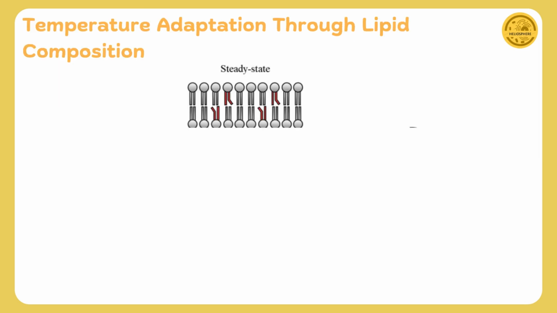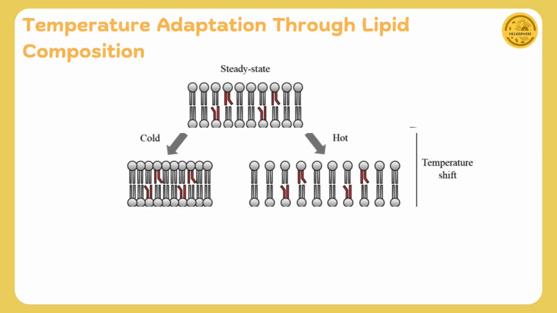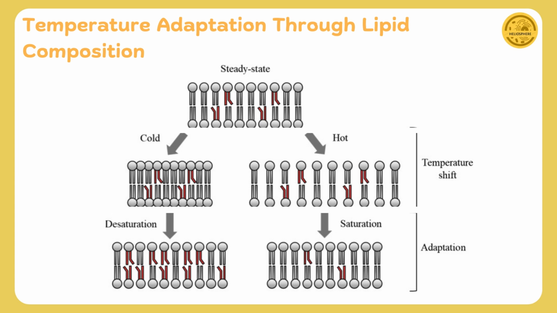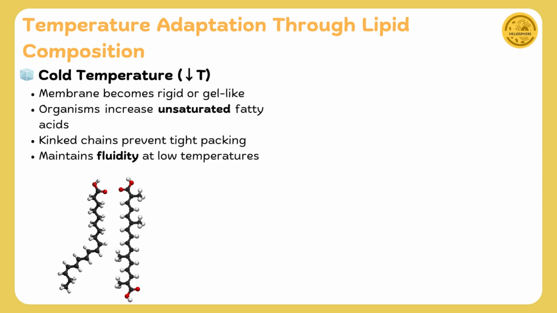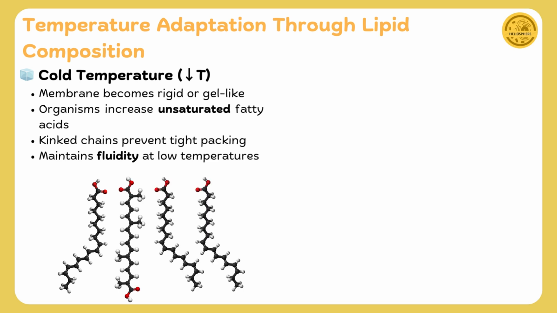Now let's see how organisms adapt their membrane structure based on temperature. At low temperatures, membranes tend to become too rigid, almost gel-like. This rigidity can hinder the movement of proteins and disrupt cellular functions. To counter this, organisms increase the proportion of unsaturated fatty acids in their membranes. The cis double bonds introduce kinks in the hydrocarbon chains, which prevent the lipids from packing too closely. As a result, the membrane stays fluid and functional even in cold conditions.